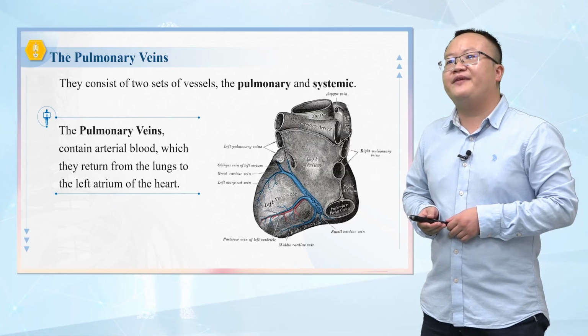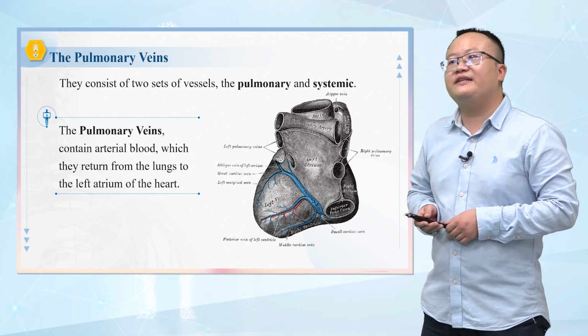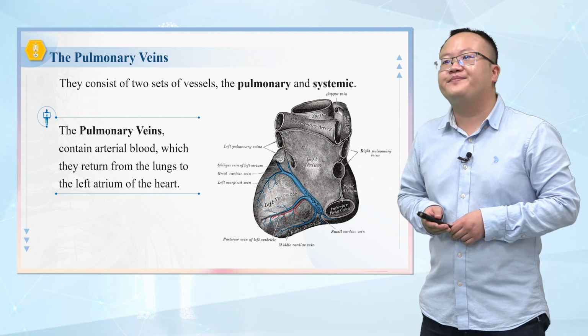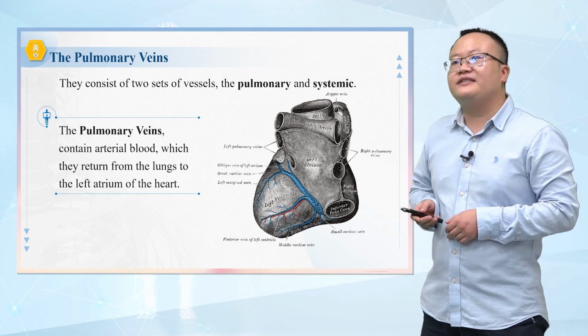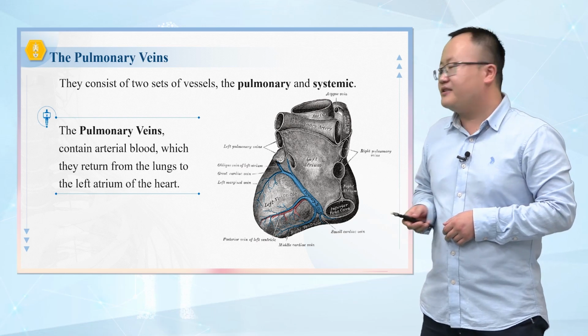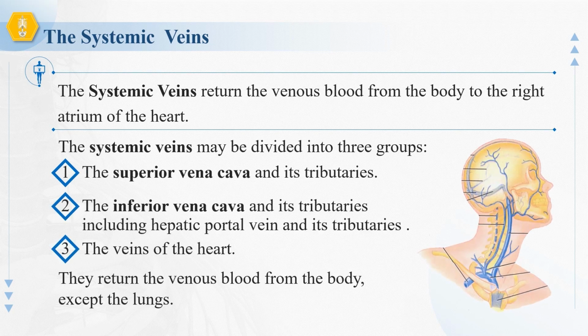The veins consist of two sets of vessels, the pulmonary and the systemic. The pulmonary veins contain arterial blood, which they return from the lungs to the left atrium of the heart. The systemic veins return the venous blood from the body to the right atrium of the heart.